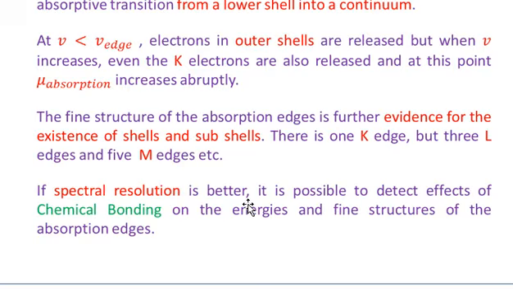If spectral resolution is better, it is possible to detect effects of chemical bonding on the energies, and the fine structure of the absorption edges can be explained further. And you know that we can also explain the chemical bonding provided the spectral resolution of our device is improved. Then the effect of chemical bonding can also be noticed on the absorption spectrum.